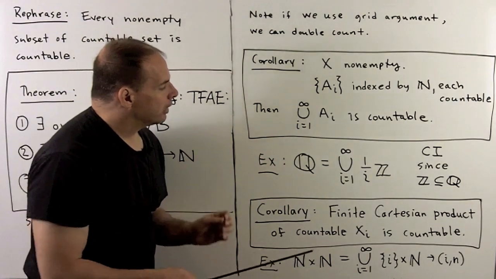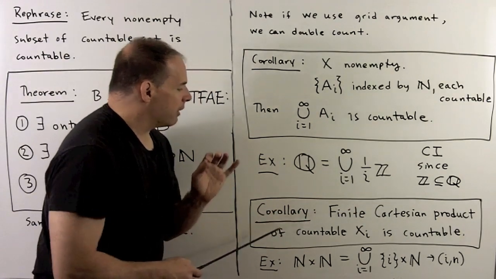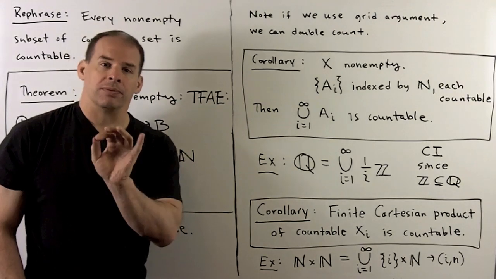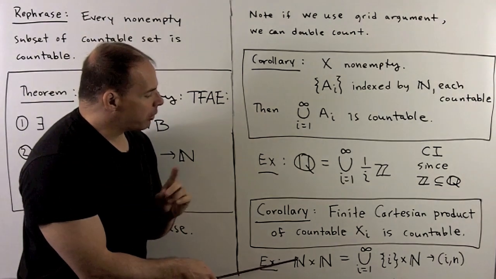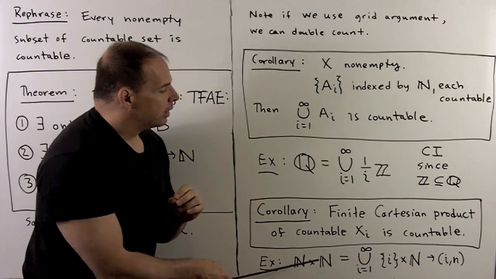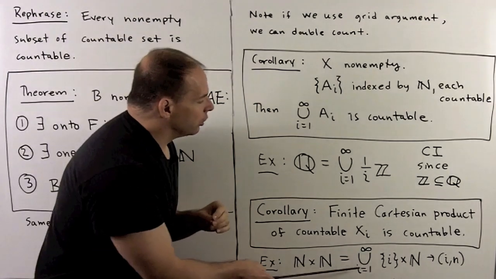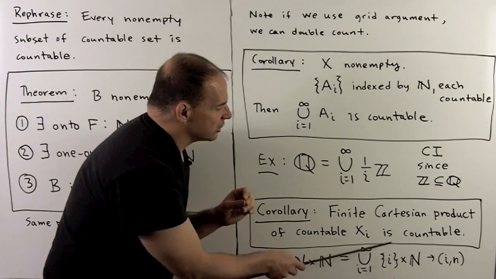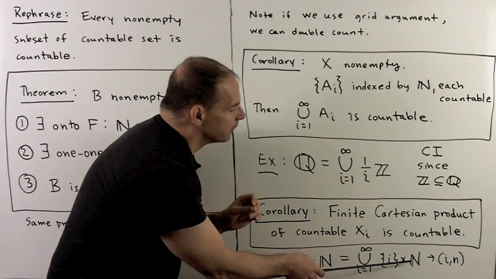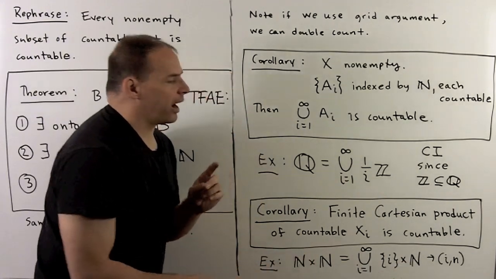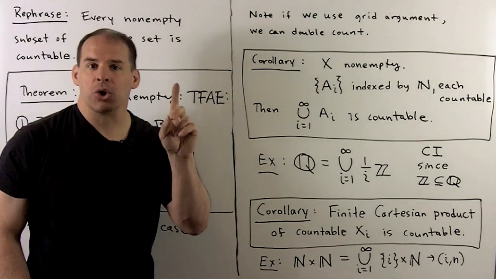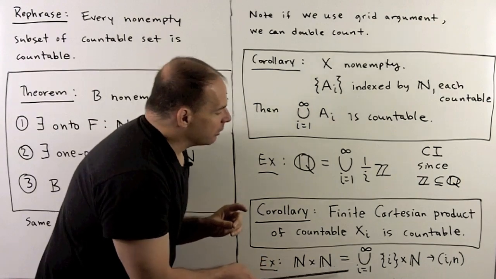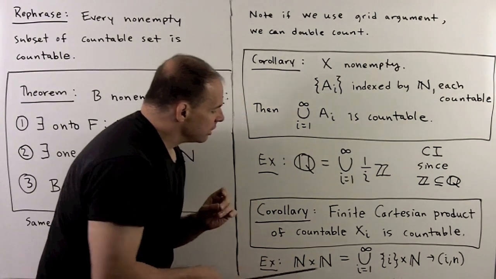Another corollary: a finite Cartesian product of countable sets X sub i will also be countable. For an example of this, let's consider the product of the natural numbers with themselves. I can write this as a countable union of countable sets. These countable sets are just going to be the sets where we take the singleton {i} cross with the natural numbers. So each of these is just going to be the set of ordered pairs (i, n), where n ranges over all natural numbers. So it's countably infinite. We have a countable union of countably infinite sets, so this set is countable.